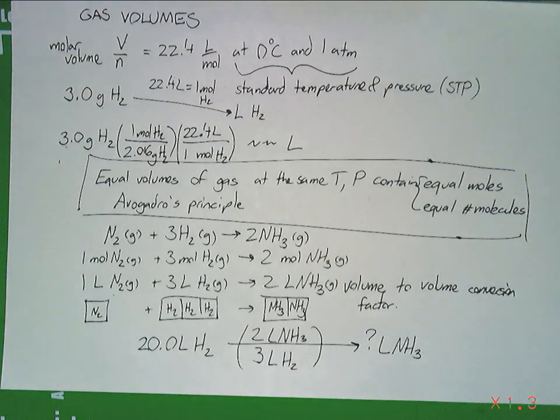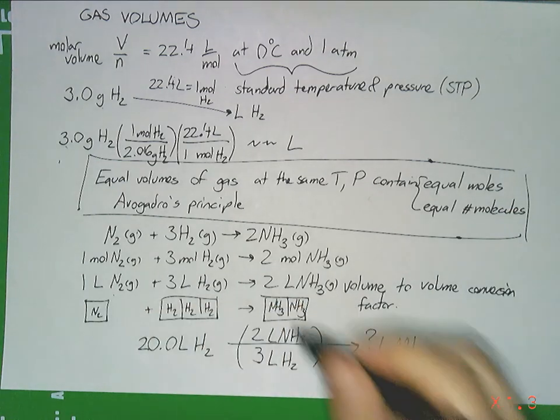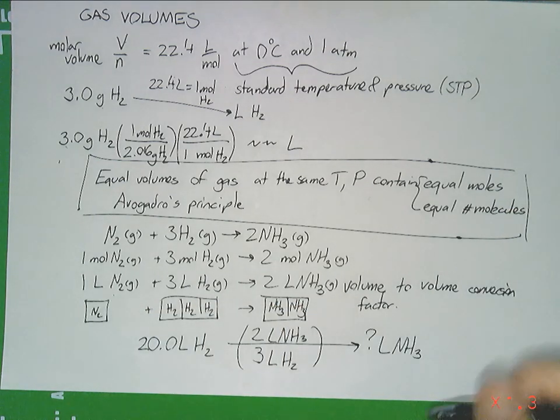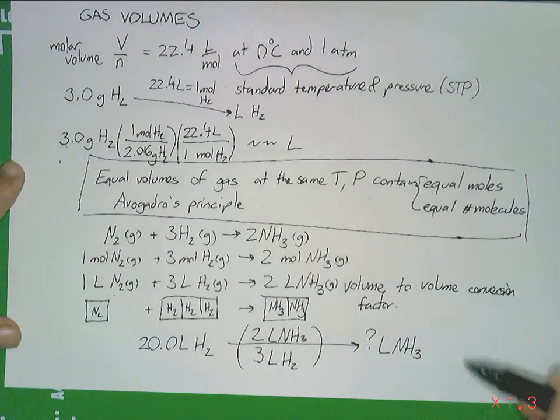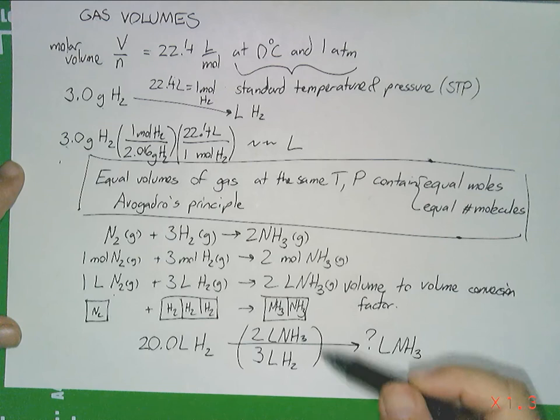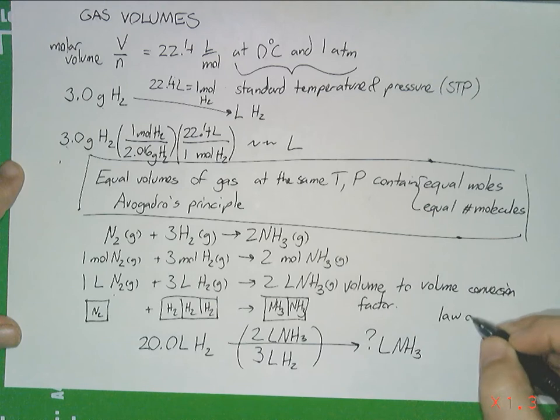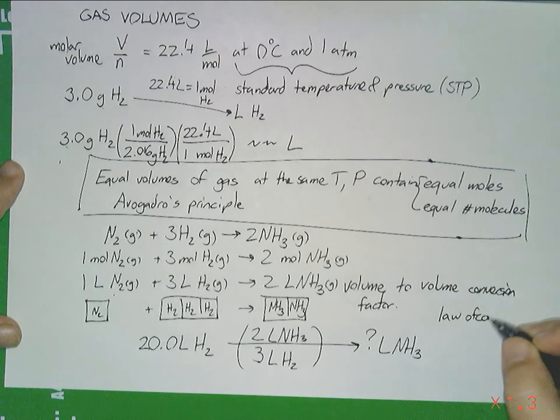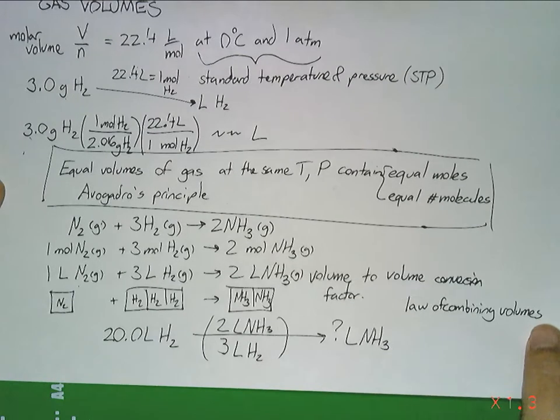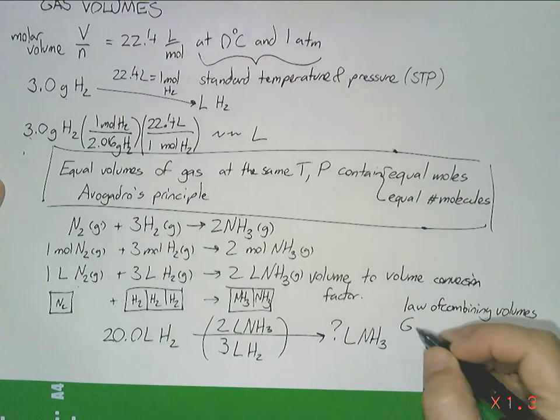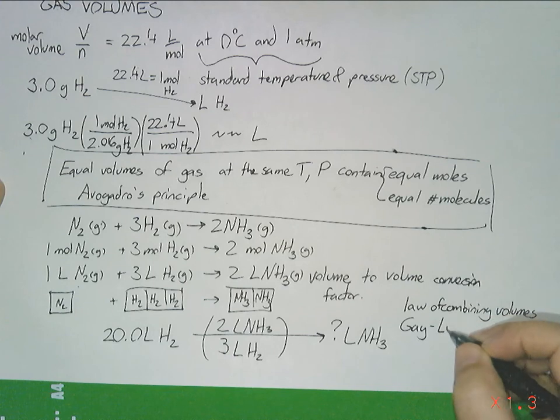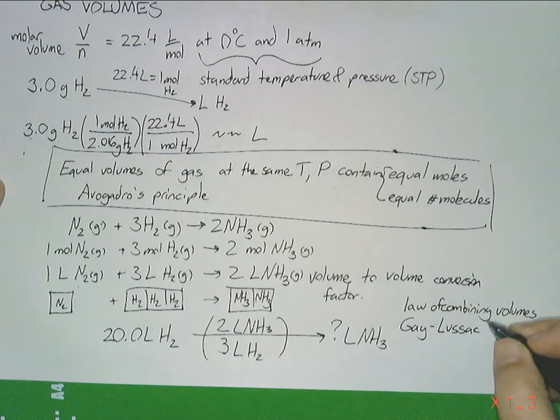You have a problem just like this on the worksheet, where it's having you do combining volumes in a gas phase reaction. This technique that we've just done, getting liter to liter conversion factors from a gas phase balanced equation, is called the law of combining volumes. So you sometimes see it referred to that way, and it's sometimes named after the person who found it. Gay-Lussac's law.